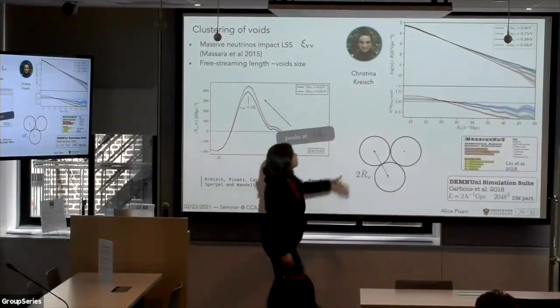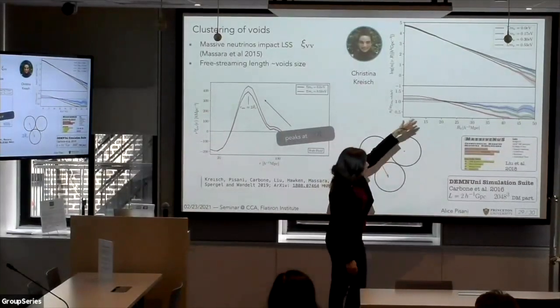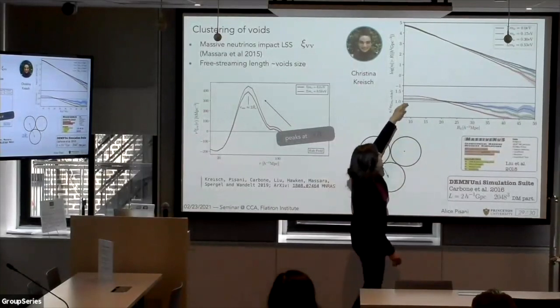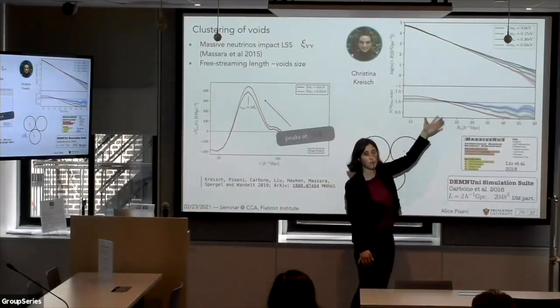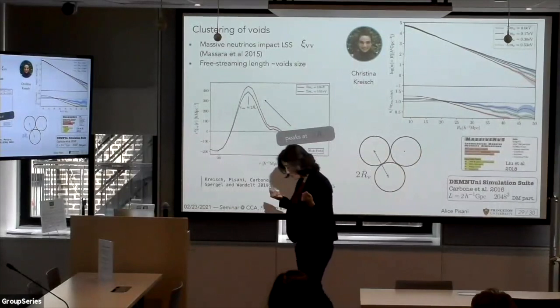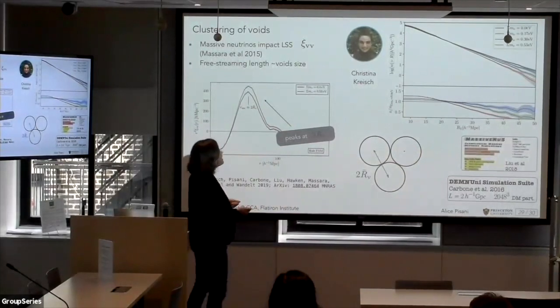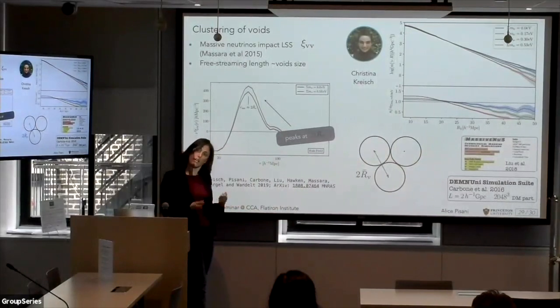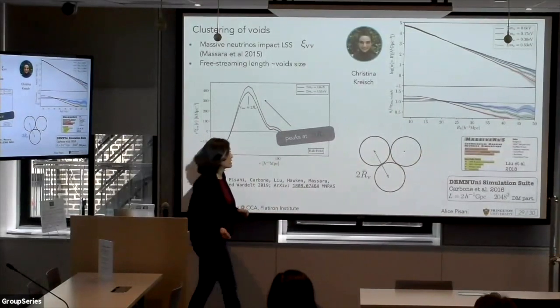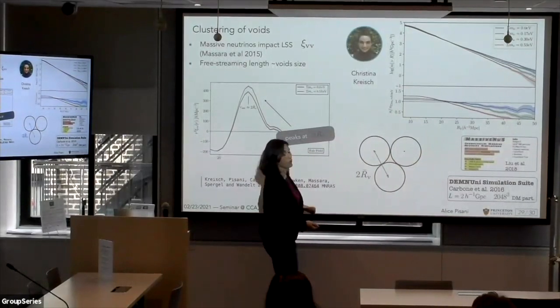And so we saw that changing the sum of the masses of neutrinos, the number of voids is going to change. So this is already an observable that we know is going to be sensitive to neutrino mass. But there is also another observable that I find particularly interesting because it has not been modeled theoretically yet. And this is the void-void correlation function.